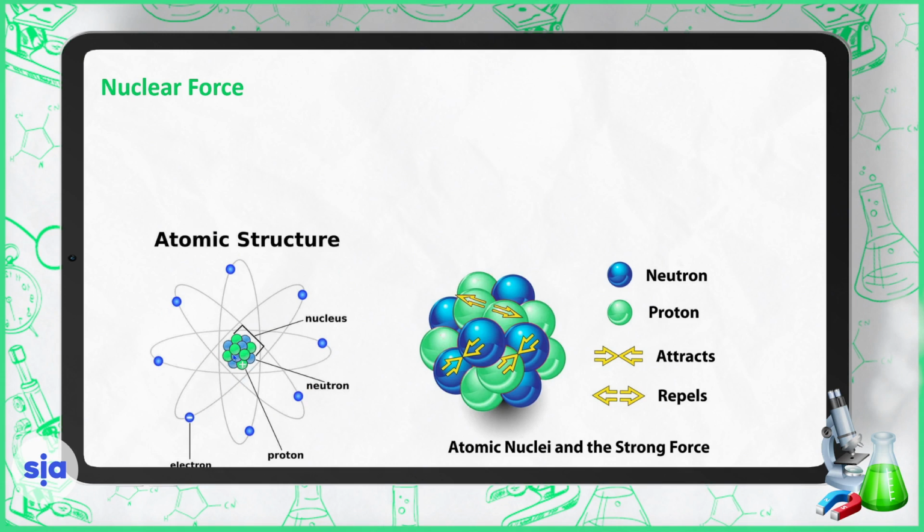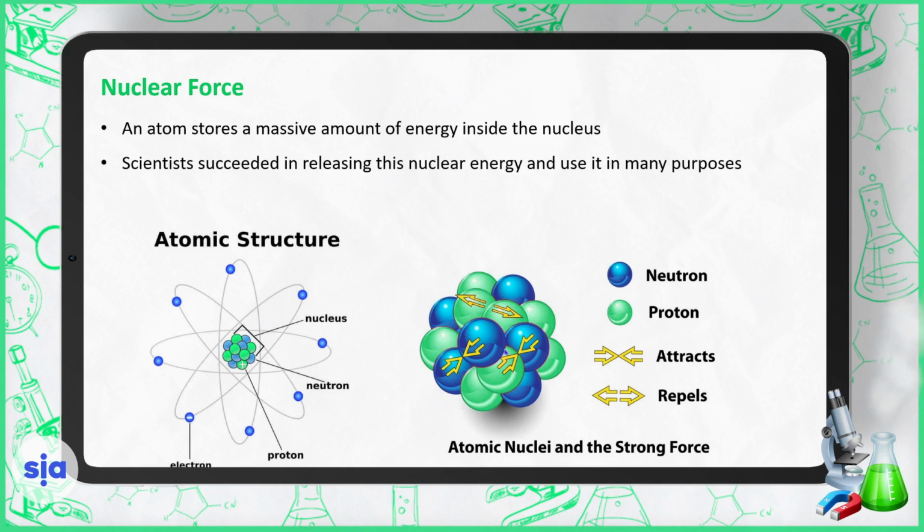This is the nucleus with positive and neutral particles, protons and neutrons. And these are the orbits containing the negatively charged particles called electrons. An atom stores a massive amount of energy inside its nucleus. And scientists succeeded in releasing this nuclear energy and using it for many purposes. This massive energy is accompanied with nuclear forces.